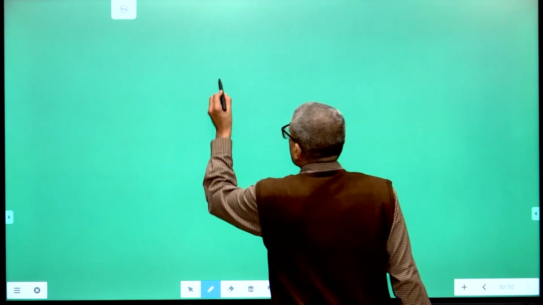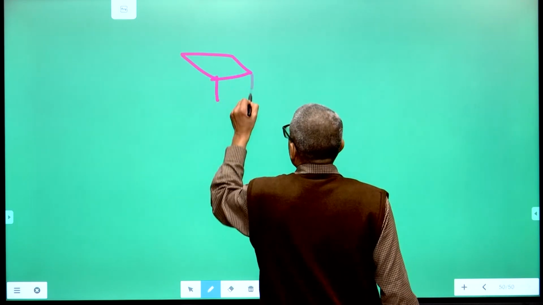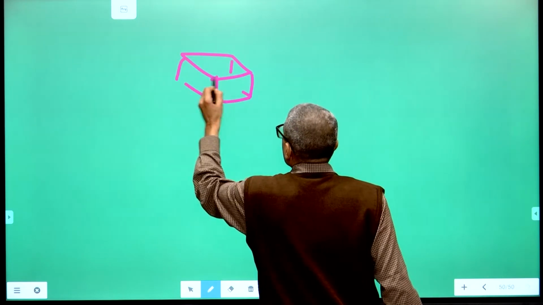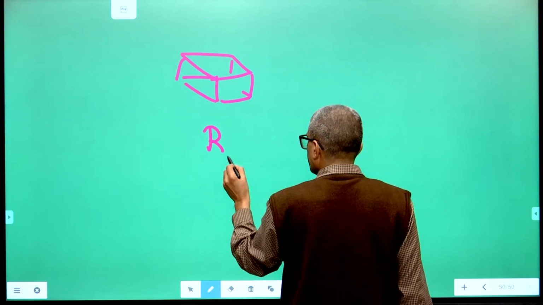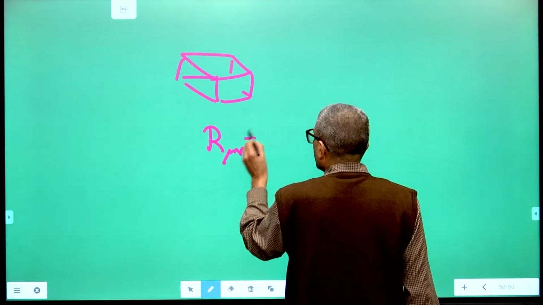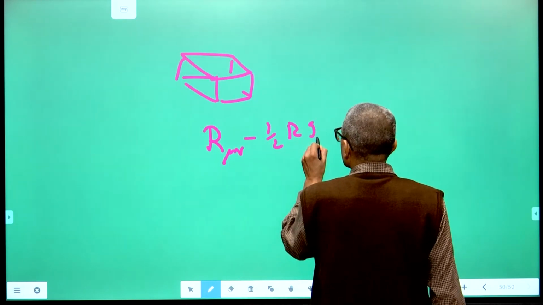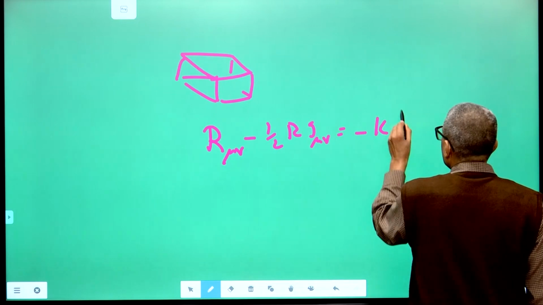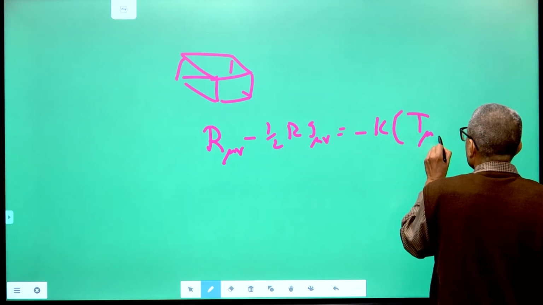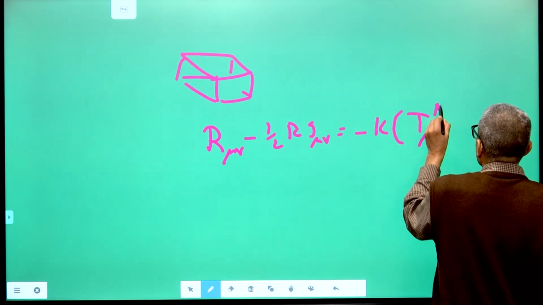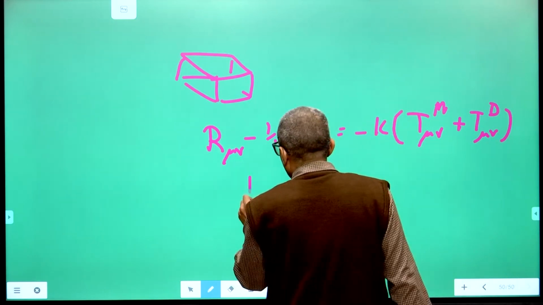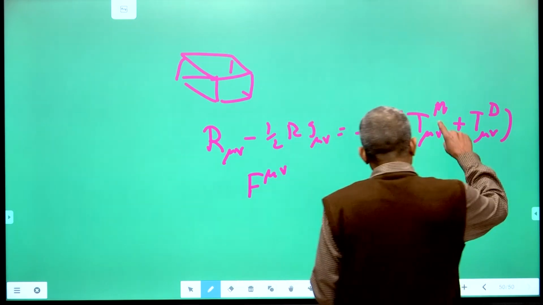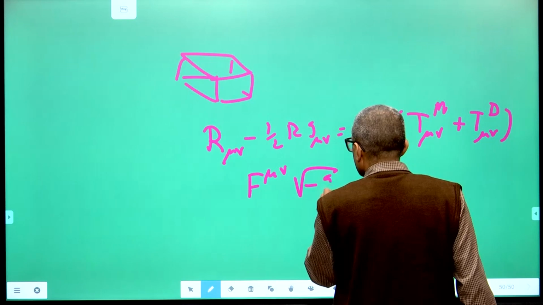The fundamental equations of the cavity are, if you take the gravitational field also into account, you have the Einstein field equations which say that R mu nu minus half R g mu nu is equal to minus k T mu nu of the Maxwell field. So T mu nu, the energy momentum tensor of the Maxwell field, which I call T mu nu M, plus the energy momentum tensor of the Dirac field, which I call T mu nu D. And you have the Maxwell equations, which can be derived from the Einstein field equations.